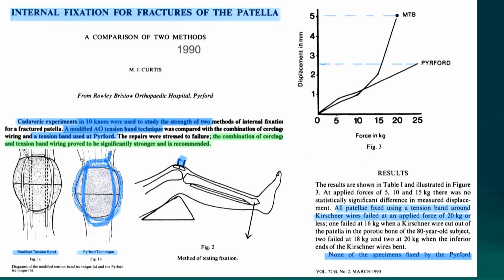It was in 1990 by Curtis, who demonstrated in the lab the modified tension band wiring, figure of 0, against the AO technique. The AO technique gave good stability until 25 kg of weight load, whereas the modified tension band wiring failed around 18 kg of weight.